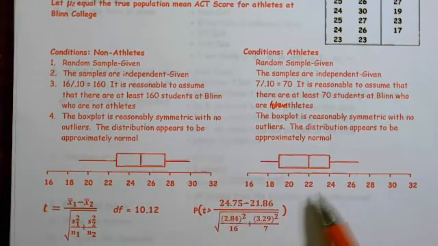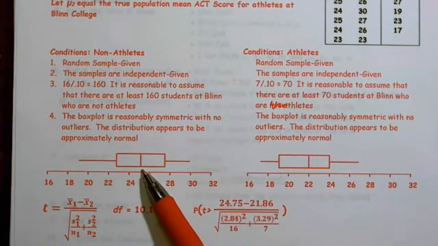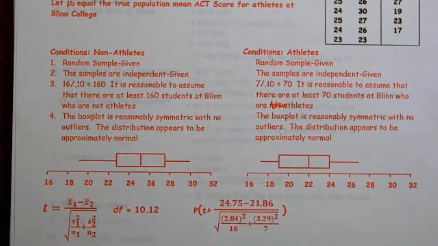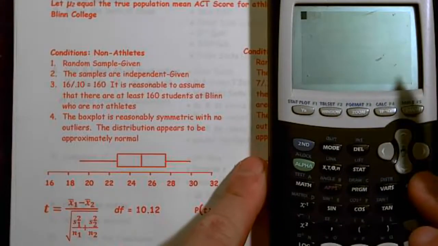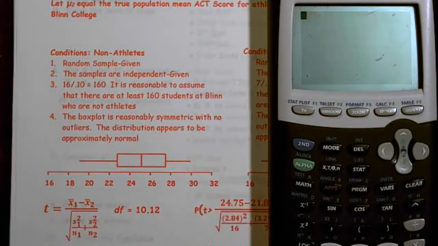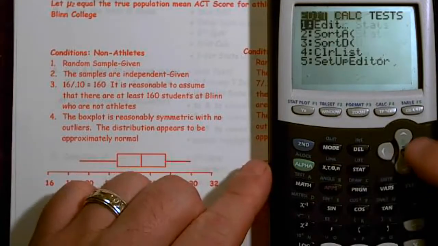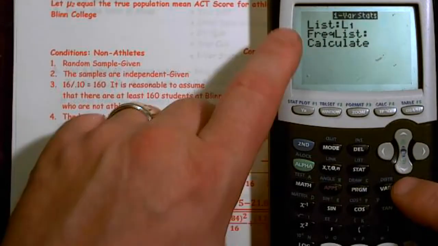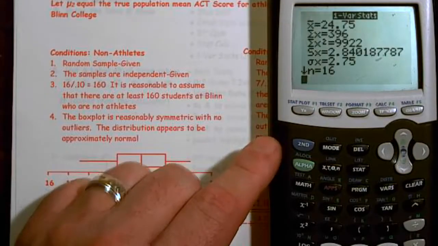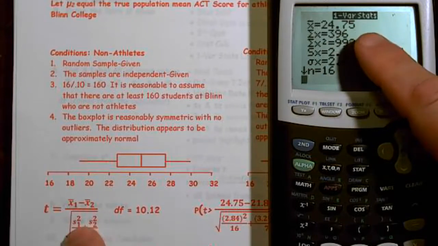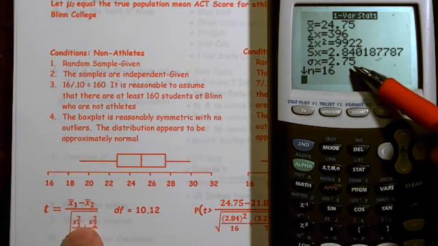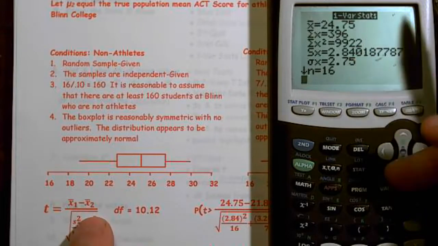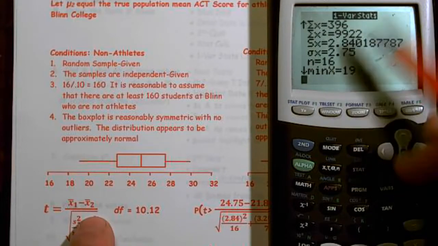And we notice that the median of the athletes is below the median of the non-athletes. Now I can get the data for the test in a couple different ways. I'm going to go the long way first, just so you don't forget about it. I can go STAT, CALC, 1-Var Stats, and I can go to L1, and my x̄1, these are the non-athletes, is 24.75. My standard deviation for the non-athletes is 2.84. I had a sample size of 16.